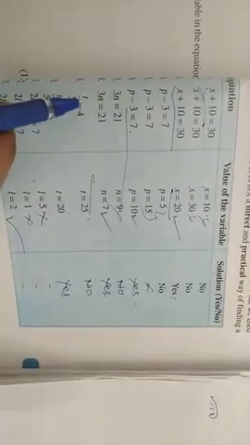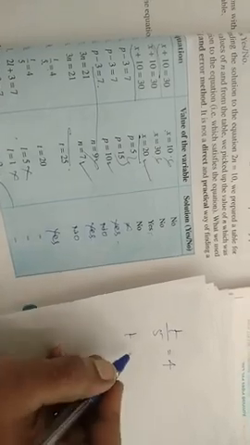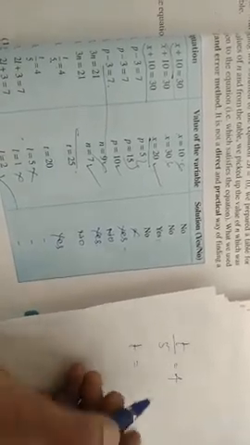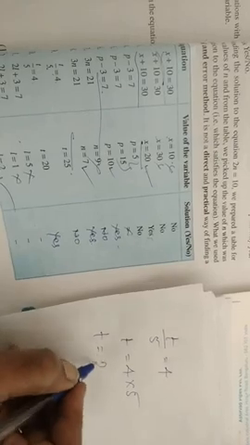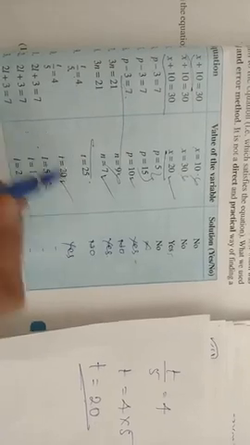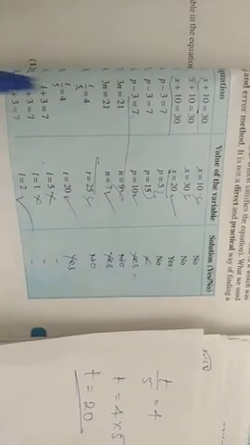Next one, t divided by 5 equal to 4. Okay, here dividing is there. It comes this side as multiplication. Okay, sign change only. 4 into 5. t equal to 20. 4 fives are 20. Which is the correct answer? This one is the correct answer. This is wrong. Understand children? I hope you understand this table. Okay, one more problem remains.